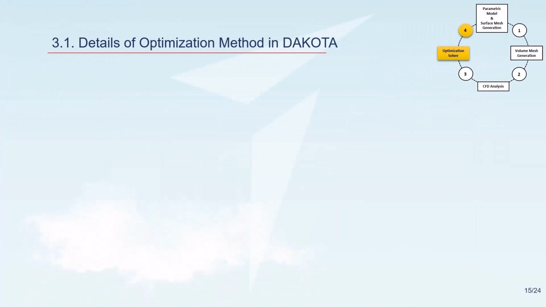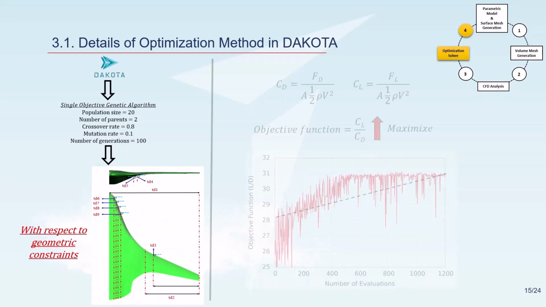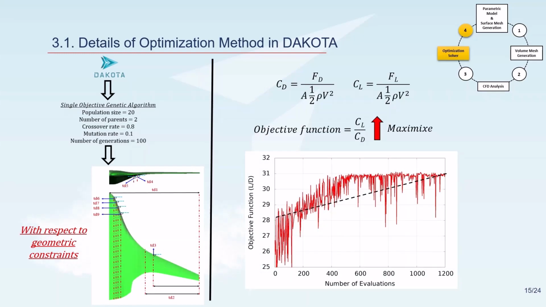Let's have a look at the details of the optimization method in Dakota. The optimization process is performed with Dakota using the single objective genetic algorithm with the given settings and the geometrical constraints. The objective function is to maximize the lift-to-drag ratio of the aircraft. The design parameters obtained from the exploration of the design space are set as the starting point in the optimization process. In the graph on the right, you can see that the solution shows convergence characteristics after 600 evaluations.